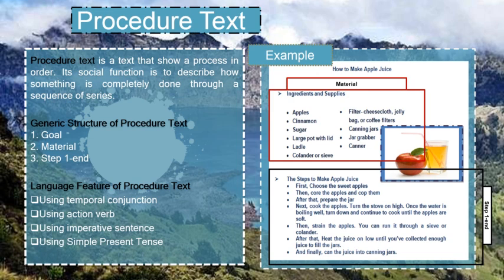Language features of procedure text: using temporal conjunction, action verb, imperative sentence, and simple present tense. So you can see the example, how to make an apple juice. So you can see where's the goal, the material, and the step by step from the text.